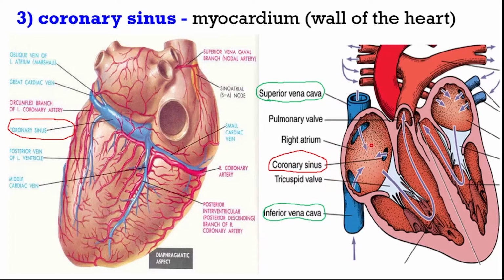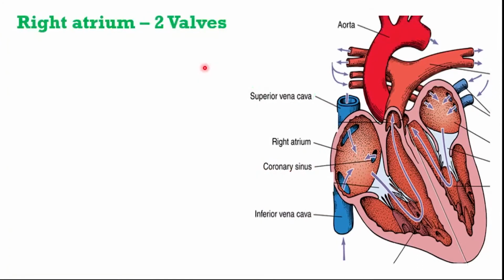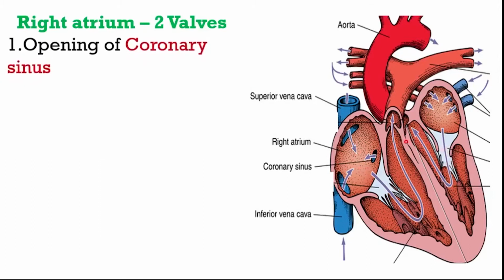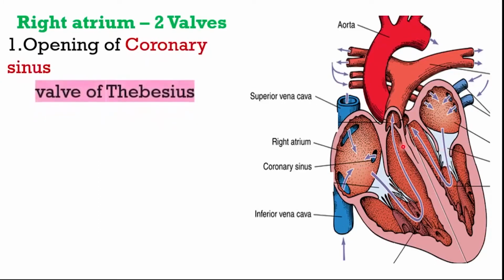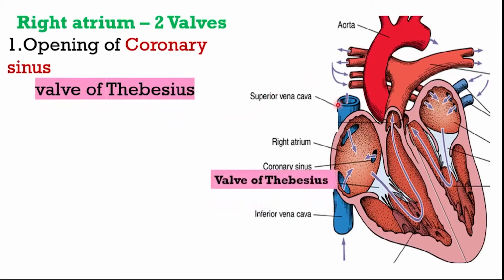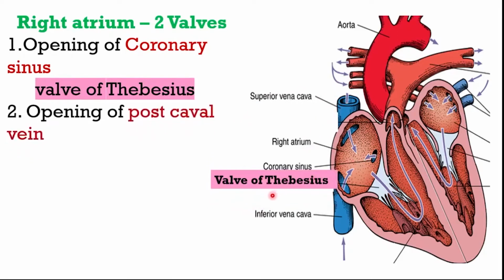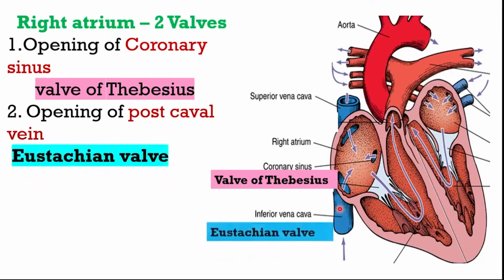These three larger veins open into the right atrium. At those openings, valves are present. Out of the three openings, two openings have valves. The opening of the coronary sinus into the right atrium is guarded by the valve of Thebesius. So we find the Thebesian valve between the coronary sinus and the right atrium. The opening of the postcaval vein or inferior vena cava is guarded by the Eustachian valve.